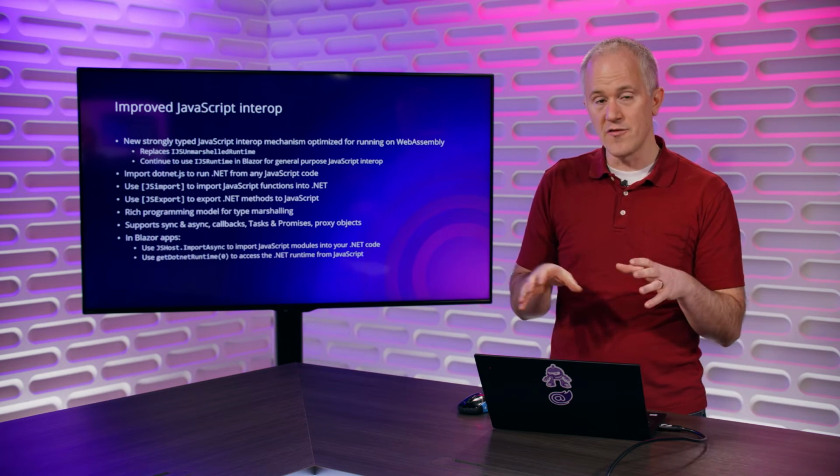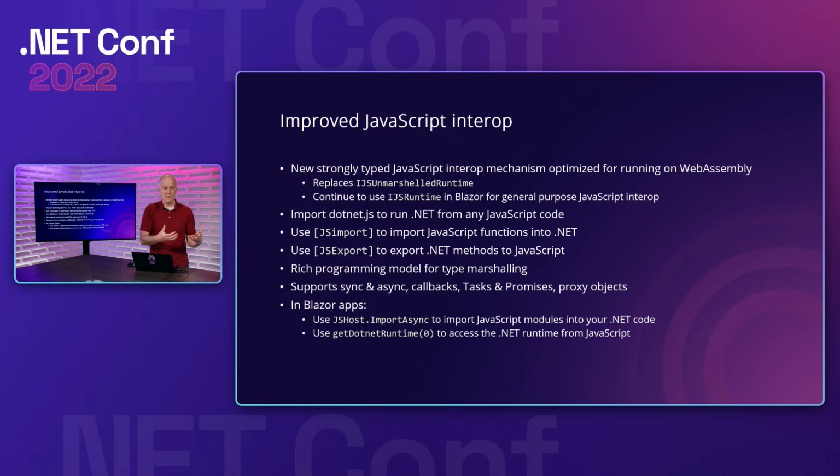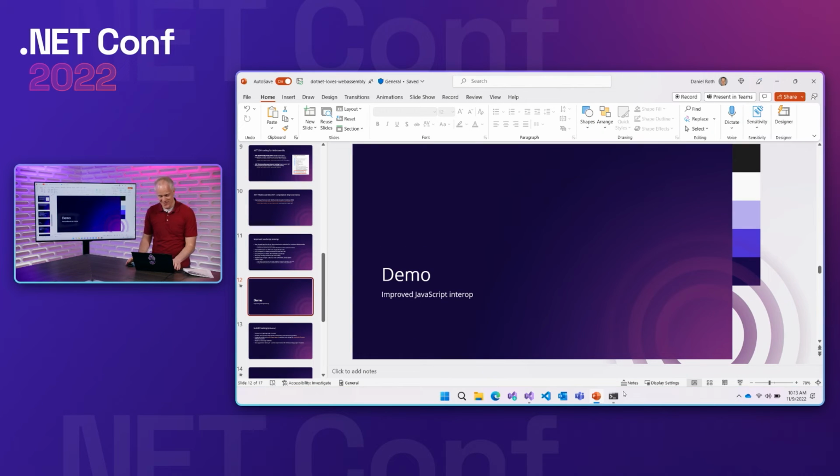Now, in Blazor, if you want to use this new JavaScript interop model, what you need to do is use the JSHost.ImportAsync method to import JavaScript modules into your .NET code. From JavaScript, you can use the new getAssemblyExports runtime function to access the .NET runtime that was set up by Blazor so that you can make JavaScript interop calls back into .NET code. Well, let me show you what I mean. All right, let's go back to Visual Studio.